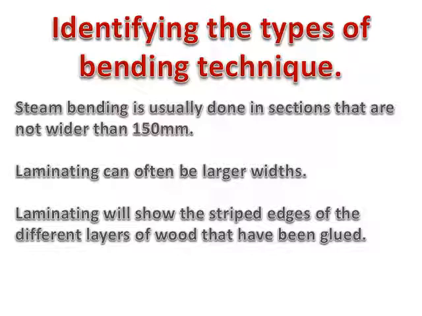So a good idea of doing this is we need to identify how a product may have been created. Steam bending is usually done in sections that are no wider than 150 millimeters, so it tends to be not thin pieces, but pieces that aren't very wide. Whereas laminating is often done in large widths, so you'll see the chairs on the mezzanine in the hall are made using laminating. You can often see the striped edges of the laminating as well. So it's a bit of a skill to be able to spot which one's been used and how effective it is.